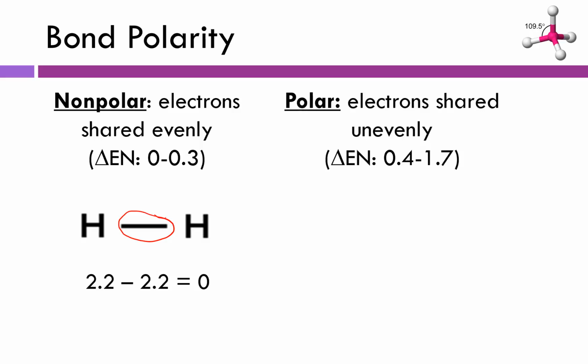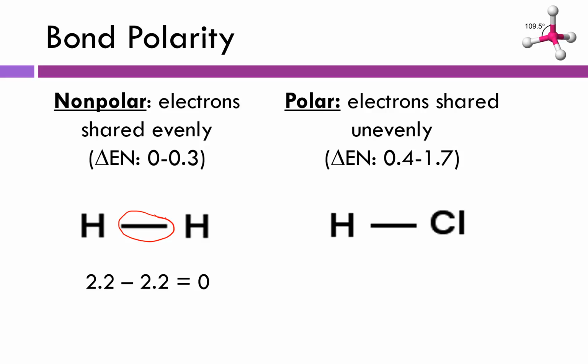Polar means that the electrons are being shared unevenly. One atom is kind of hogging the electrons and pulling them closer towards itself, and the other atom is left without that electron density. Usually the cutoff for polar, when we're talking about covalently bonded molecules, is between 0.4 and 1.7 when you subtract their electronegativities. Different textbooks might tell you slightly different numbers. I'd like to use these as our benchmark.